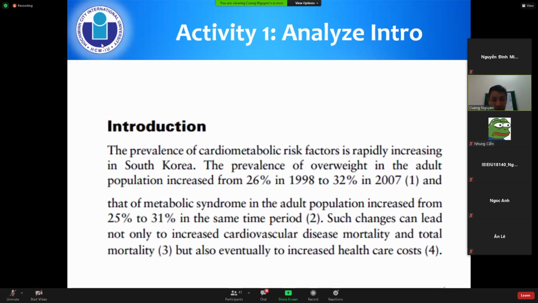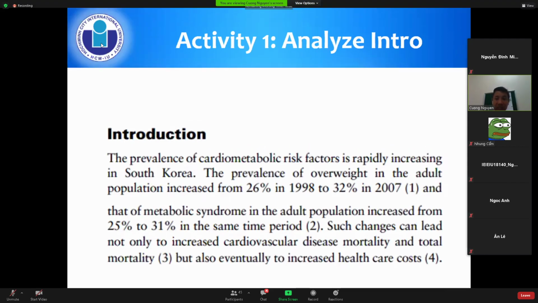Okay, let's continue. Such changes can lead not only to increased cardiovascular disease mortality, but total mortality, but also eventually to increased healthcare costs. Again, it's 1 and 2. Background information and a little review.